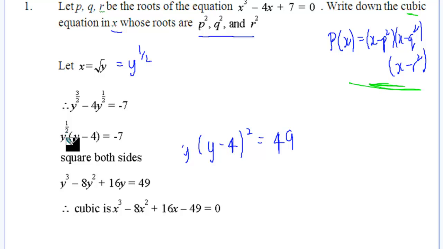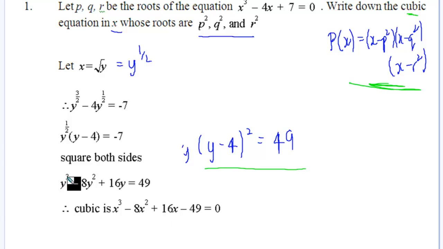half, and that leaves us with y to the power of a half outside of y minus 4 equals minus 7, and then square both sides. So I get the y to the power of 1, y minus 4 all squared, and minus 7 gives us a 49. Now, given that situation, I can expand that out. So that's y squared minus 8y plus 16 multiplied by the y gives us the left hand side here equals 49, and then our cubic.